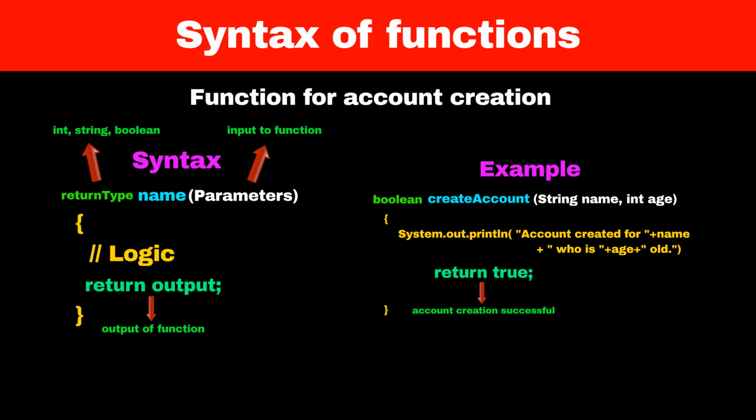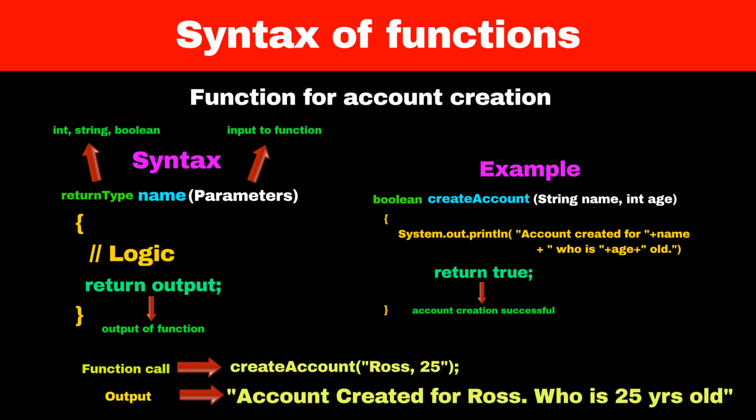You can call this function using its name, like createAccount Ross, 25, where Ross is the name of a person and 25 is the age. This function will print creating account for Ross who is 25 years old. Remember, Java is an object-oriented programming language, so we have to use objects to call the function. In the next video, we will learn about object-oriented programming and how to call functions using objects.